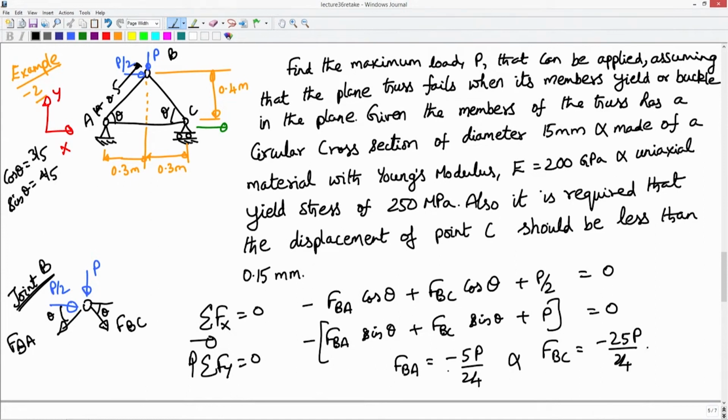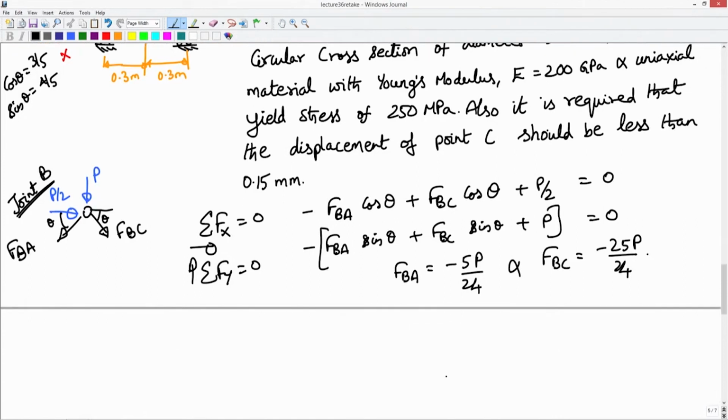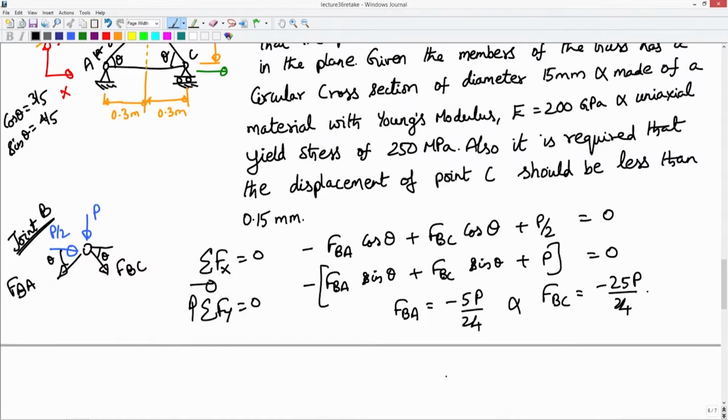What does the negative sign indicate? It indicates that members AB and BC are in compression. So, that is what it indicates. Similarly, let me solve for the member force AC by looking at joint C. I am going to look at joint C now.